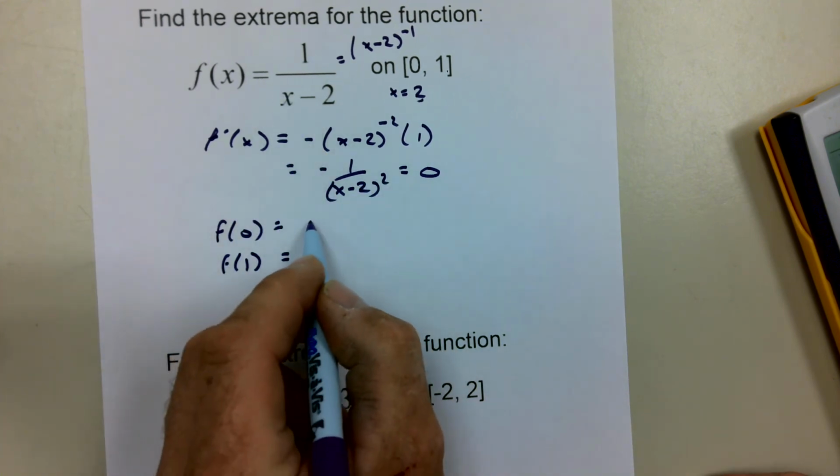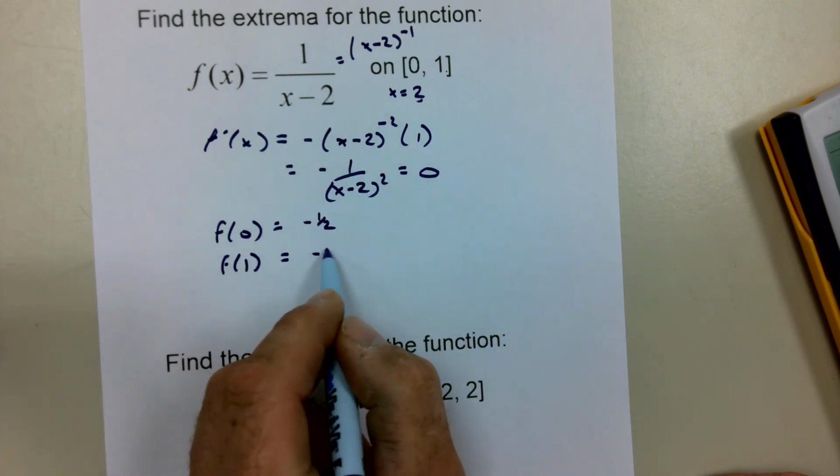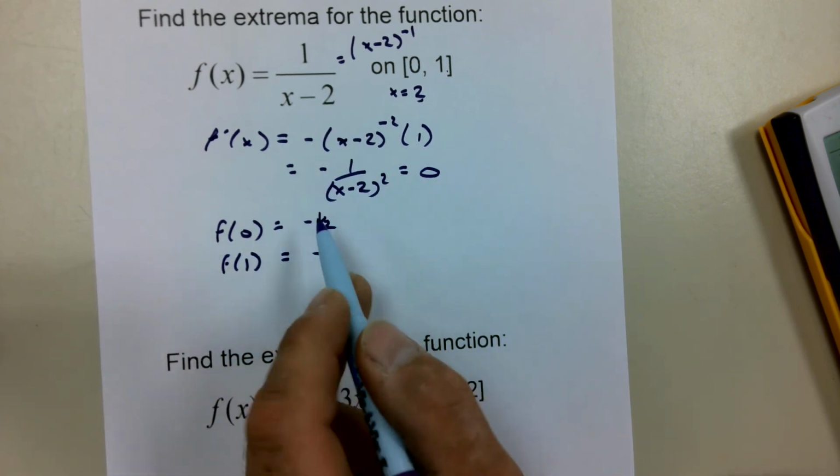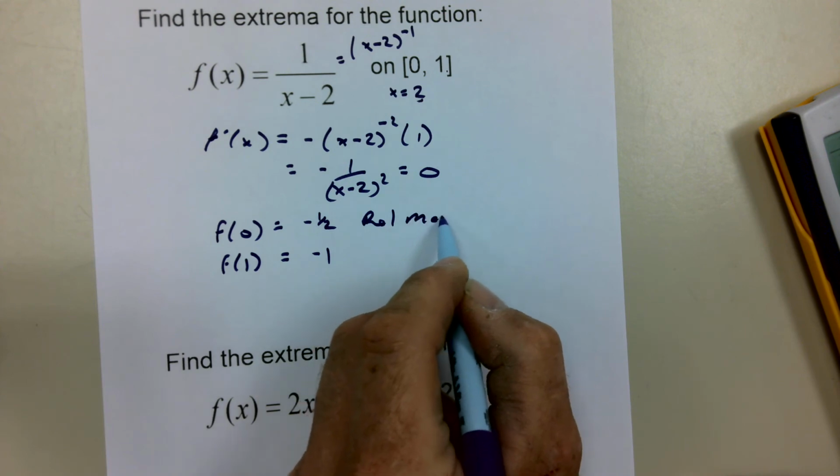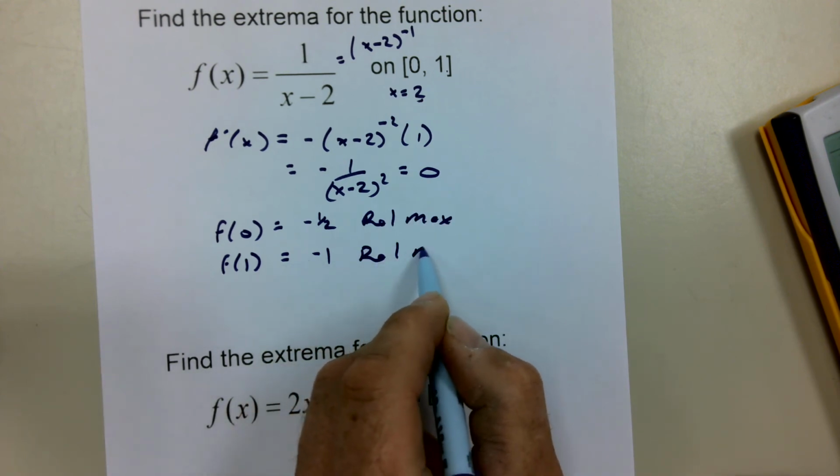If I plug in 0, we get negative 1/2. If I plug in 1, I get negative 1. So our highest point is going to be here, so we have a relative max, and negative 1 is going to be our relative min.